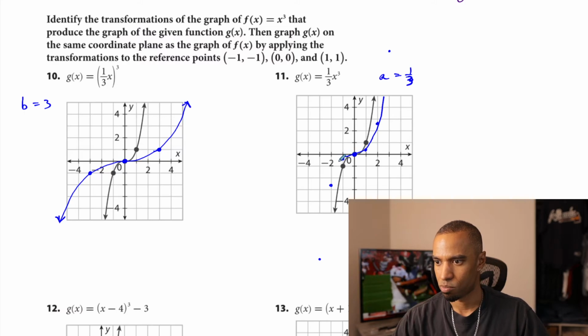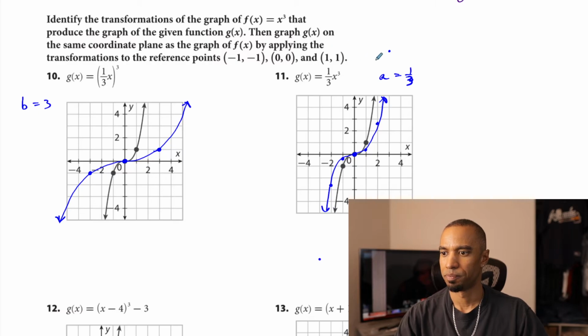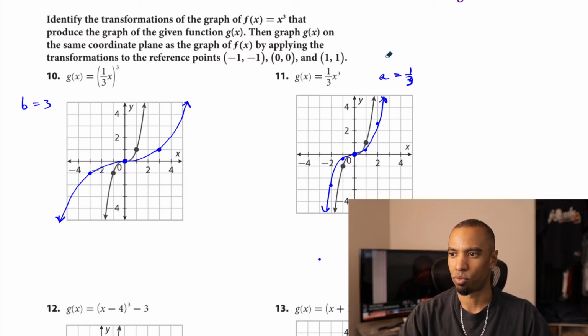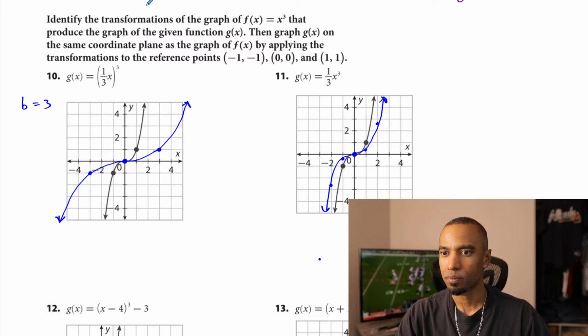Not perfect, but you know what? There we go. So there's the graph when it's vertically compressed by a factor of 1/3. It's shorter at those x values. There. All right, here we go.